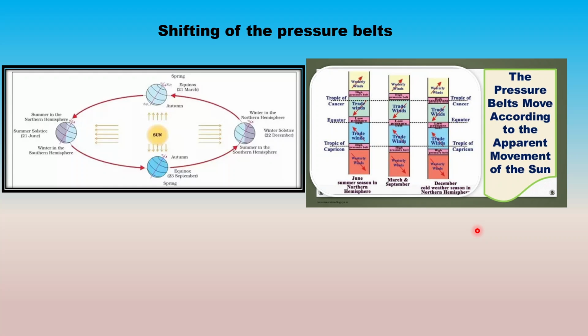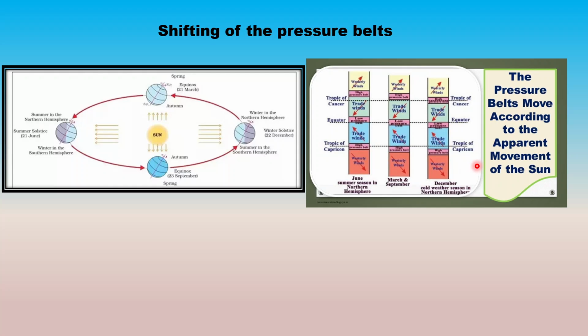Now, seasonal shifting of the world pressure and wind belts occur due to the migration of the sun. We all know that the sun migrates from the Tropic of Cancer to the Tropic of Capricorn, which results in the occurrence of seasons. Due to this migration, the wind as well as the pressure belts also begin to move along with the sun about 5 to 10 degrees to the north and 5 to 10 degrees to the south.